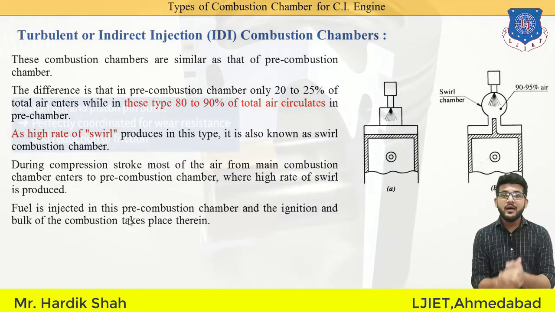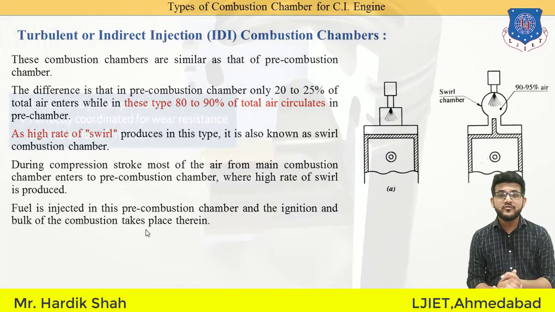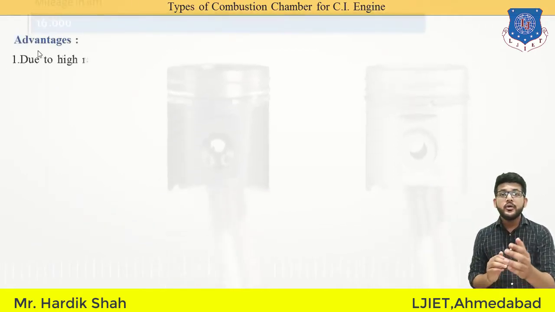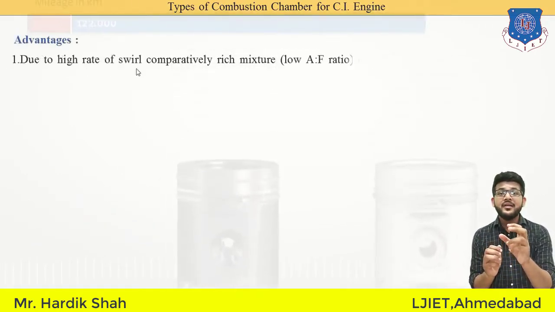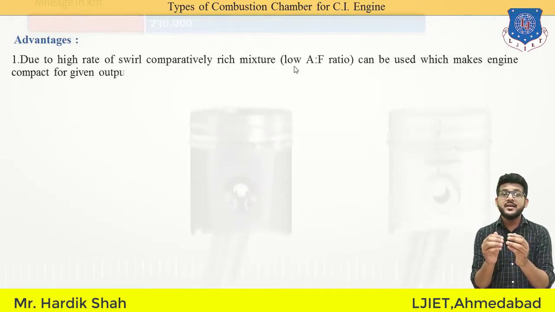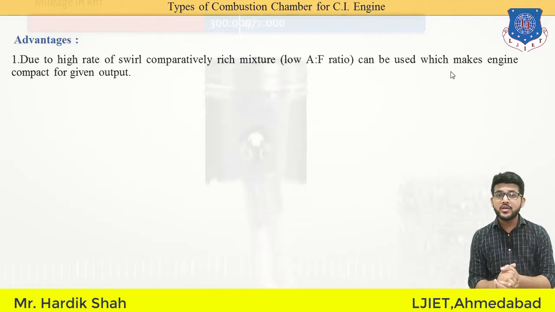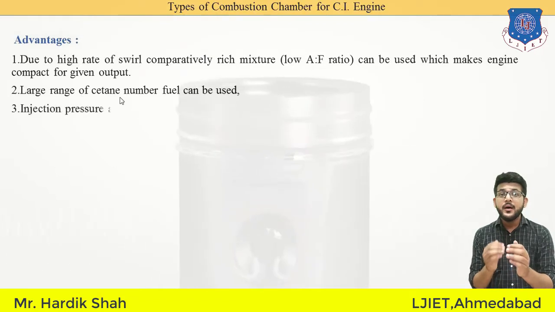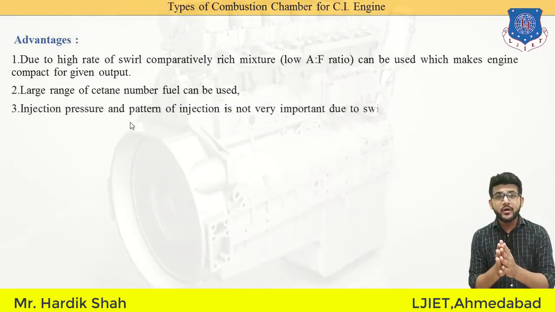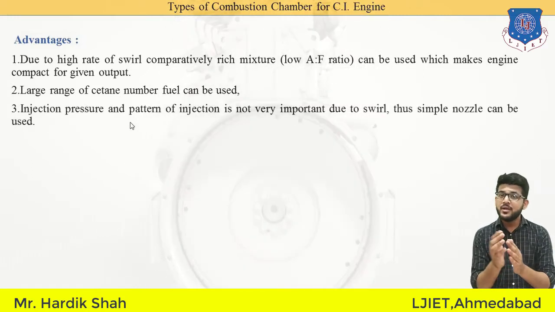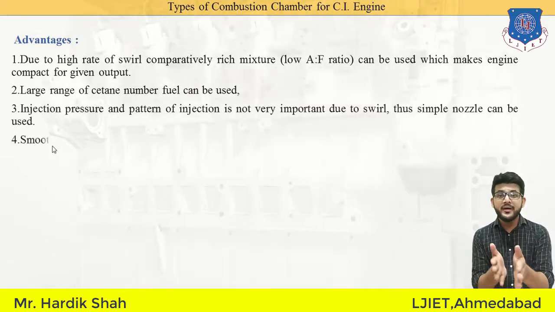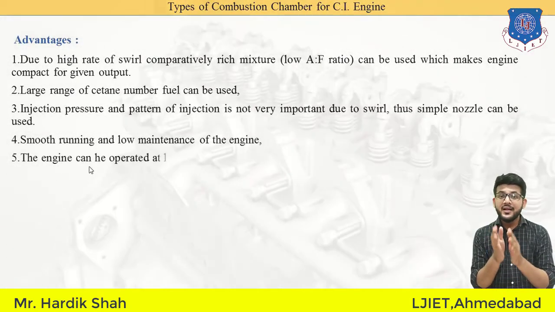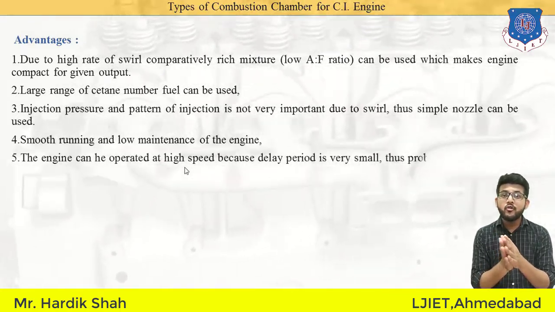Now let's see what are the advantages and disadvantages of this turbulent, or you can say indirect injection combustion chamber. Advantages are, due to high rate of swirling, comparatively rich mixture can be used, which makes the engine compact and gives more output. So output will be high. A large range of cetane number can be used. Injection pressure and the pattern of injection is not so important due to the easy swirling, thus a simple nozzle can be used. Thereafter, smooth running and low maintenance of the engine is required. Thereafter, the engine can be operated at high speeds because the delay period is very small, thus the probability of knocking is very less.